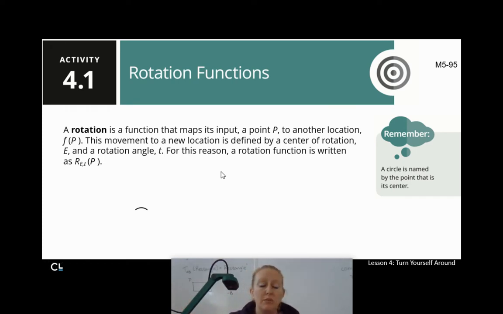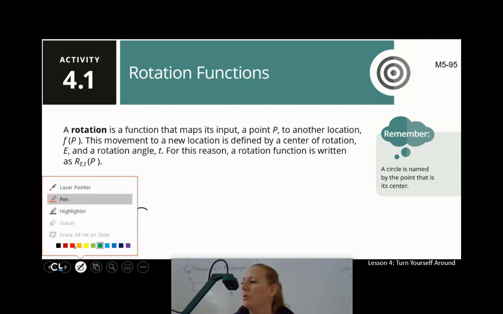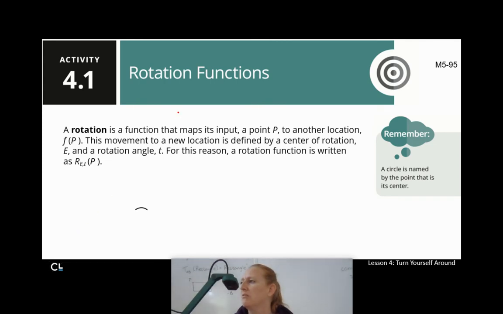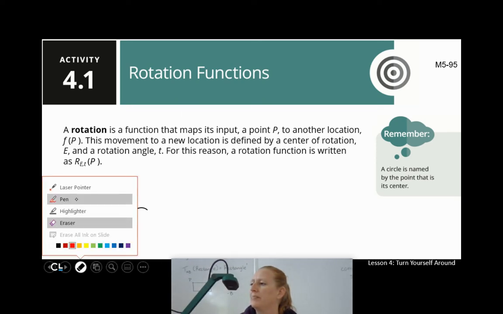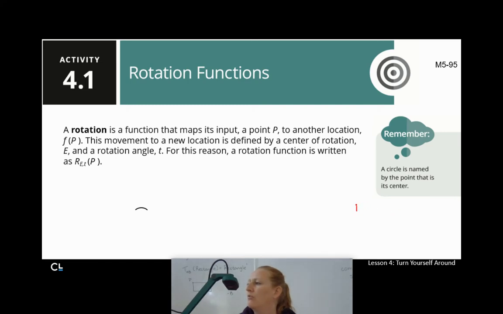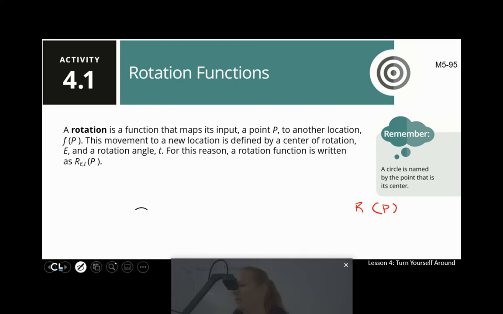So again, it's just going to be a function. Similar to our reflection, we are going to use an R for rotation, but this one's going to look a tiny bit different. I'm going to put this somewhere where I have a little more space. Over here. So R for rotation, and again, I'm going to have some input, some point P. And I know that goes in the parentheses, right?